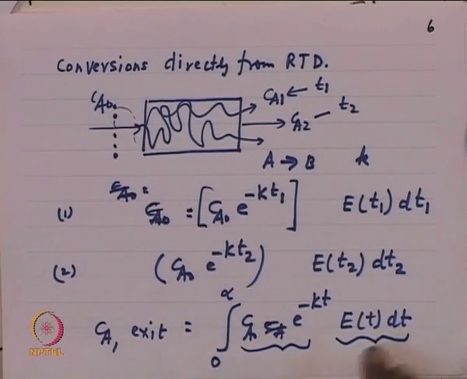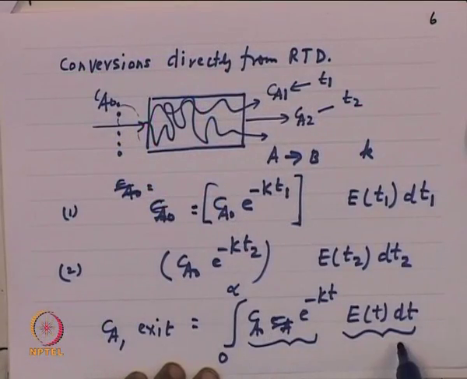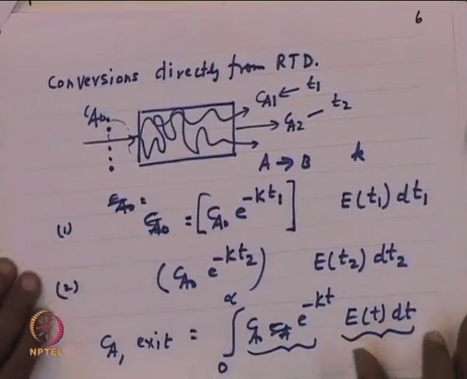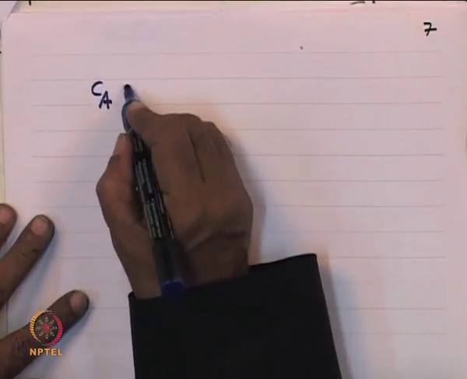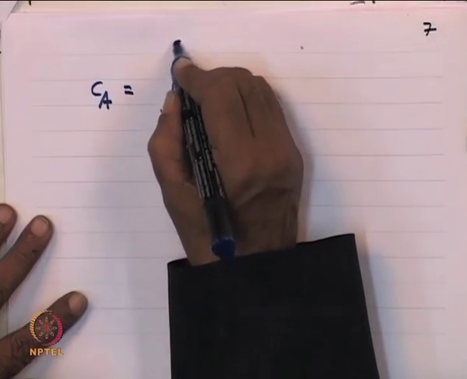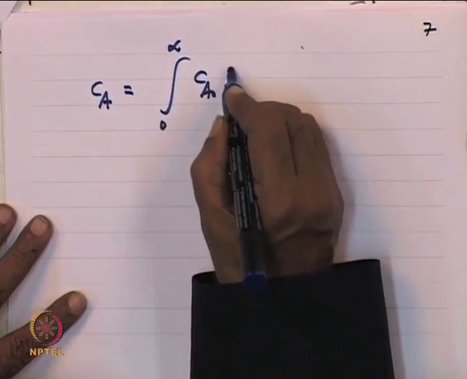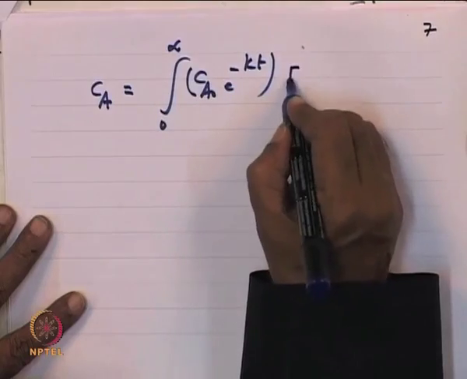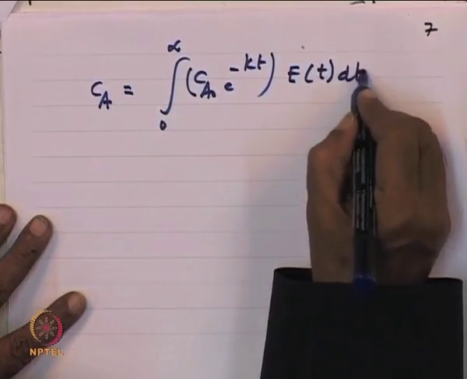In other words, RTD theory directly helps you to tell the likely concentration of fluid elements at the exit, if you can tell what happens to each element and what is the fraction of time each of those elements spends inside the equipment. So, this general theory helps us to tell what happens to the chemical reactions taking place. So, let us take an example. As per RTD theory, the average concentration that comes out is Ca0 e to the power of minus k t multiplied by the fraction that belongs to this time of residence.